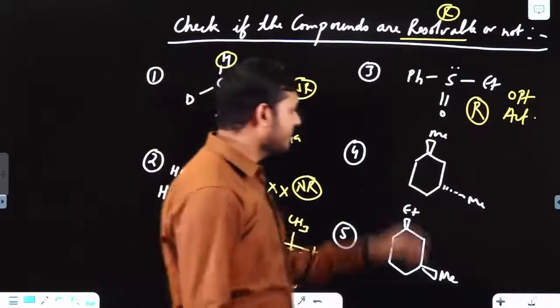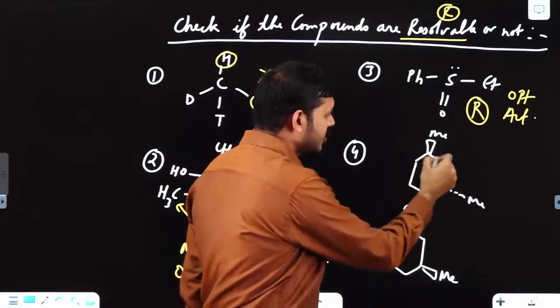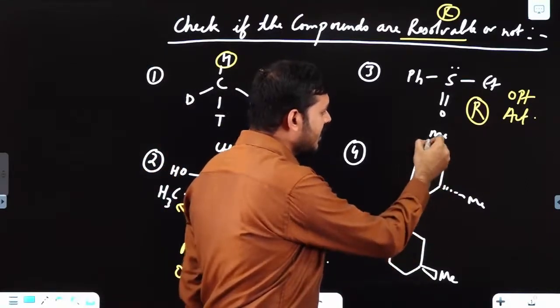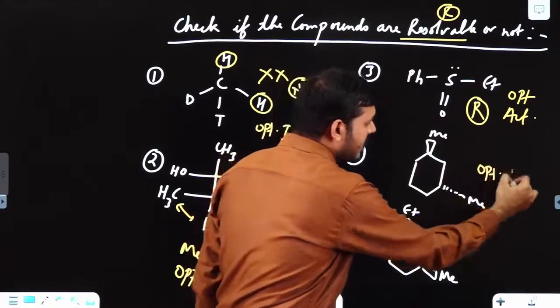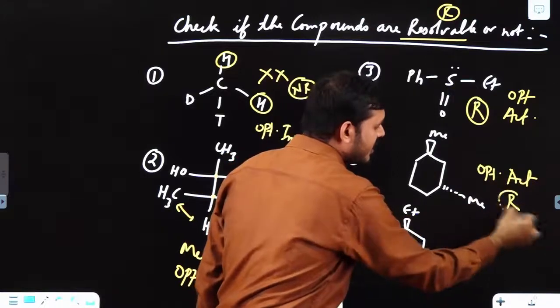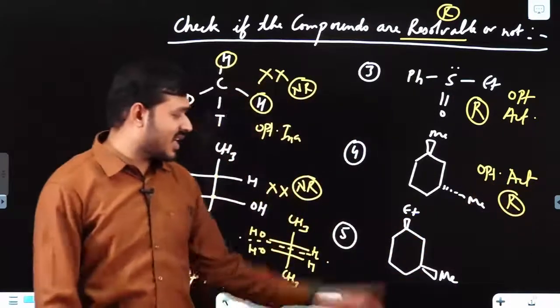Now let's check this one. See, suppose considering this ring rigid, this methyl is wedge and this is methyl dash, so it is optically active, so it is resolvable. Clear? Now check the last one.